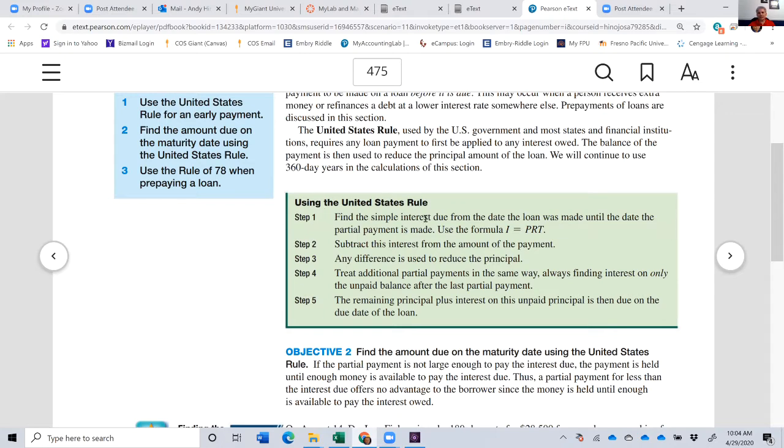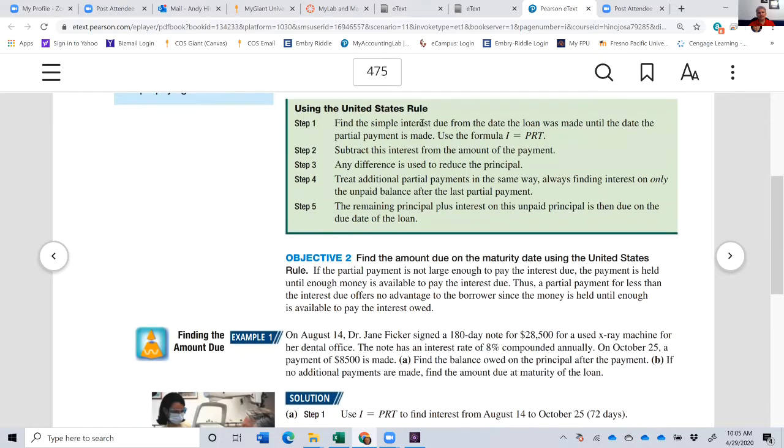So when we're using the United States rule, we'll find the simple interest due from the date the loan was made until the date the partial payment is made. Use the formula I equals PRT. We're going to subtract the interest from the amount of the payment. Any difference is used to reduce the principal. And then treat additional partial payments in the same way, always finding interest on only the unpaid balance after the last partial payment. Then the remaining principal plus interest on this unpaid principal is due on the date of the loan's maturity.